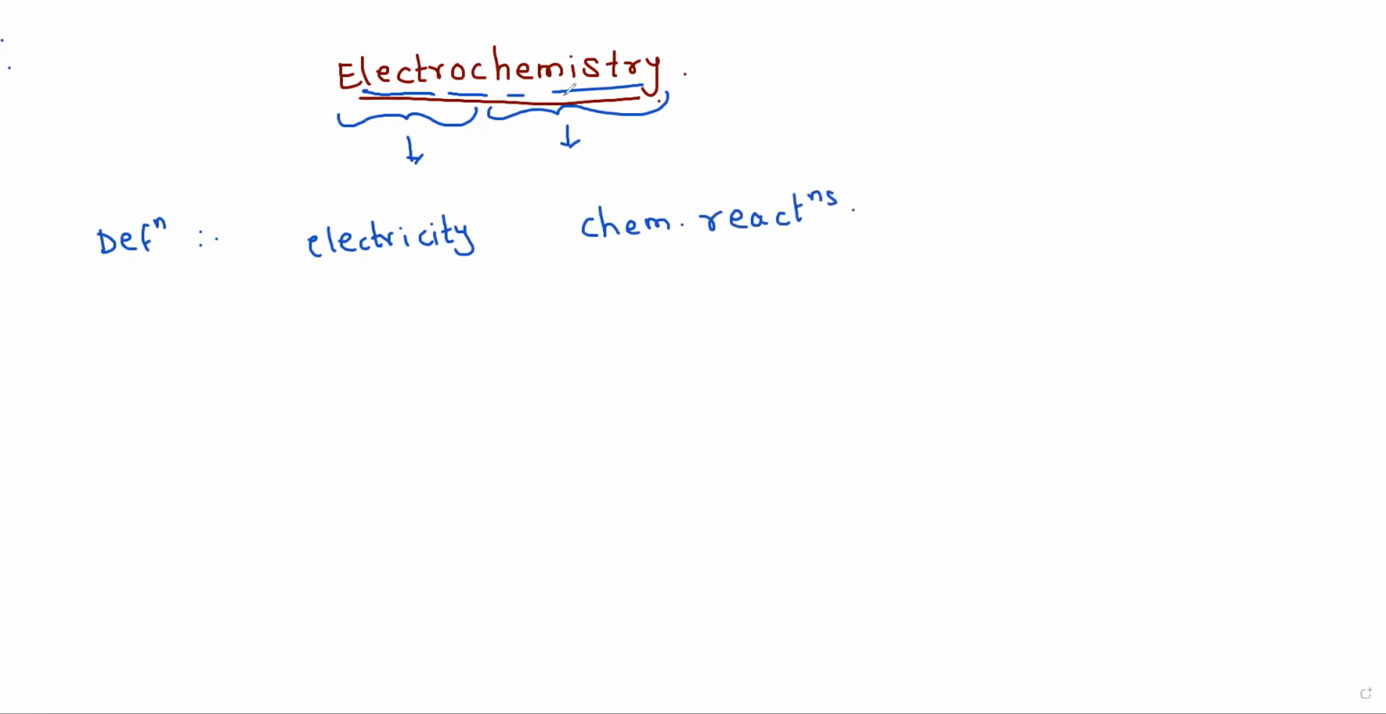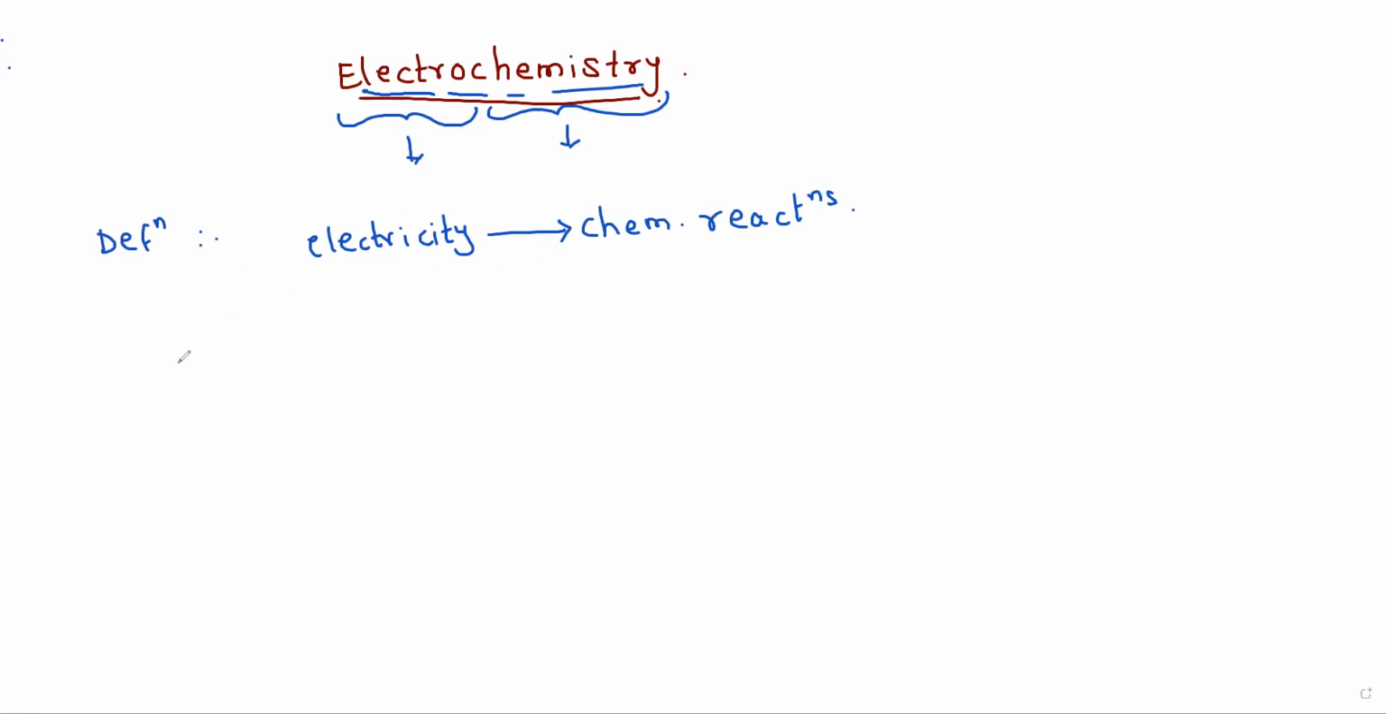Now we will define electrochemistry as the study of electricity or electric energy as related to chemical reactions, or the study of electricity and how it relates to chemical reactions. This is a very simple definition, very easy to remember. You can remember this definition by the word itself, electrochemistry: study of electricity and how it relates to chemical reactions.